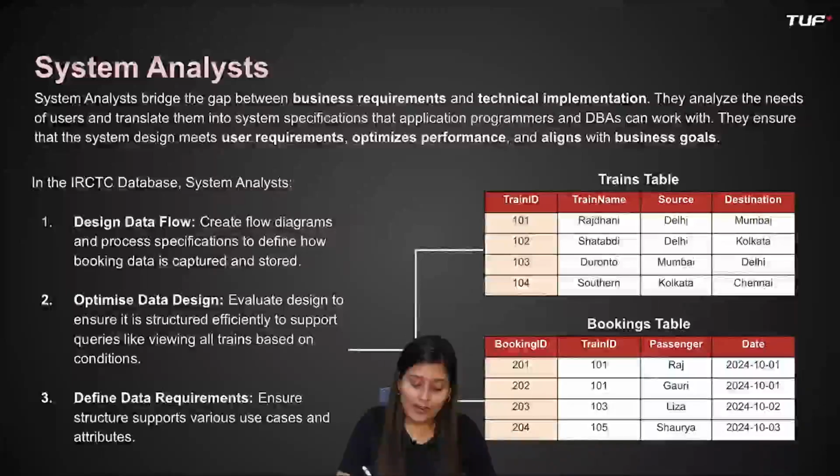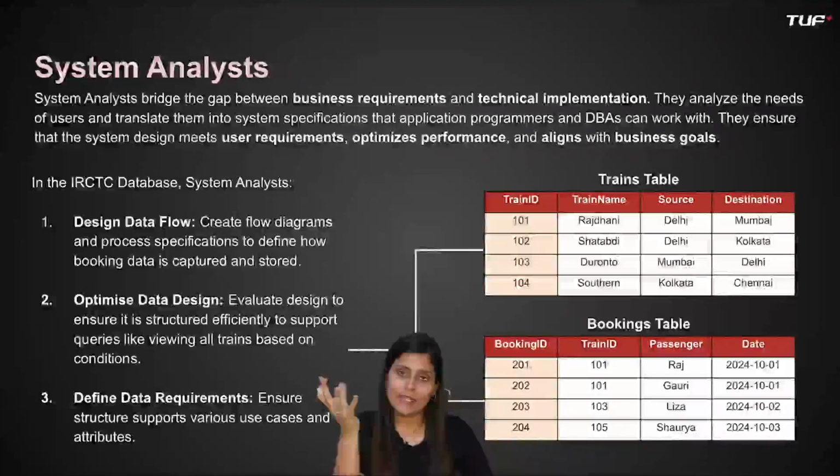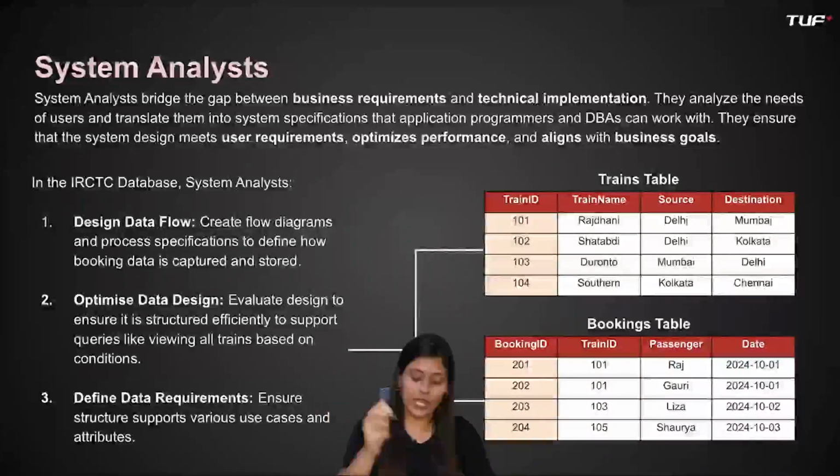match. They analyze the needs of the users and translate them into system specifications that application programmers and DBAs can work with. The system analyst basically decides what type of things are needed and how the database should be designed, and according to that, application programmers and DBAs are responsible for cooperating with the system analyst and designing the database in such a way.